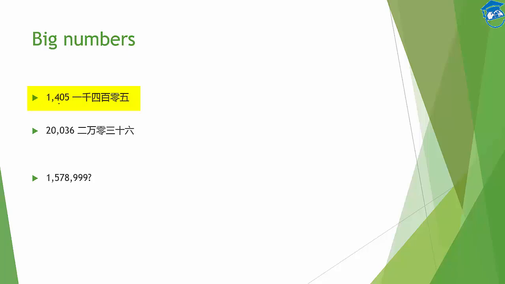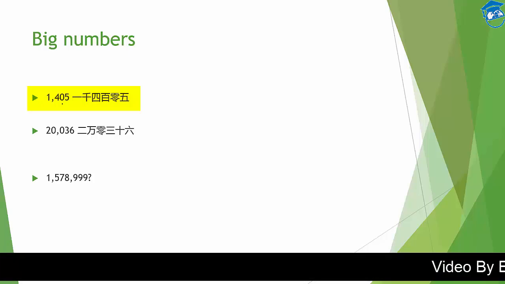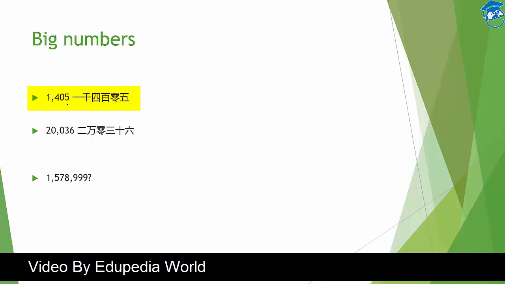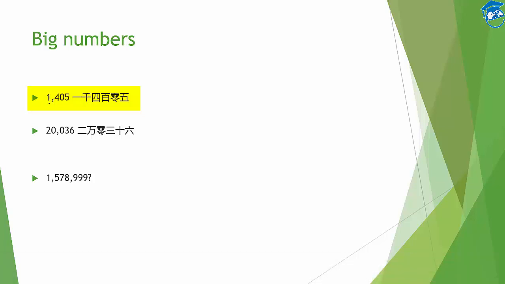Since we have 0 here, we address the 0, so we say 零, but we don't have 10, so we don't pronounce 10. We just pronounce the last digit here, which is 5. So the whole thing is 1405.